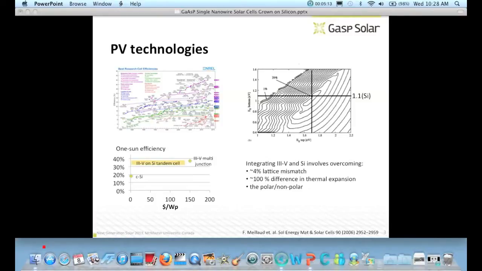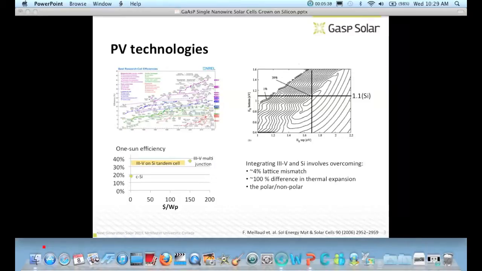Now, there have been many theoretical investigations of what efficiency you can expect if you have a bottom cell of 1.1 electron volt, the silicon, and a top cell of around 1.7, 1.8 eV. And these calculations from 2006 say you get around 39% efficiency. Other simulations say 42, others say 37. We don't know, but it's in that range.